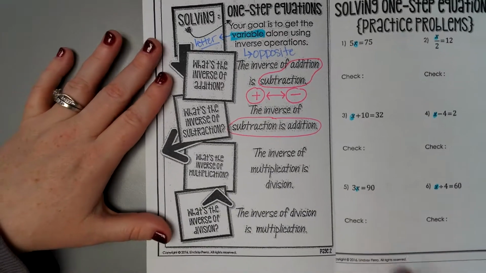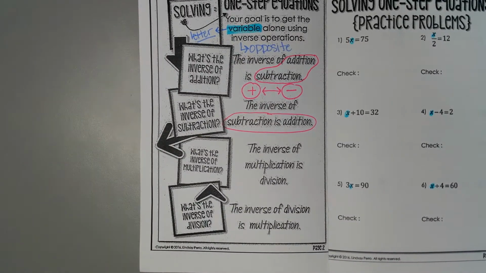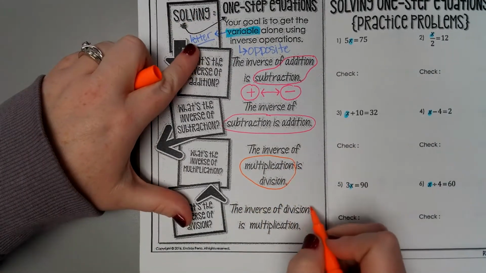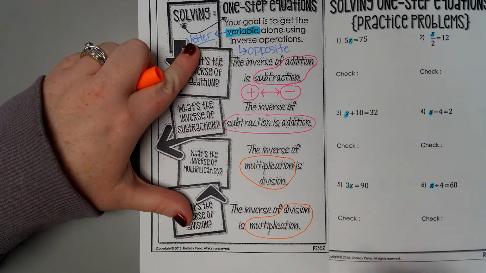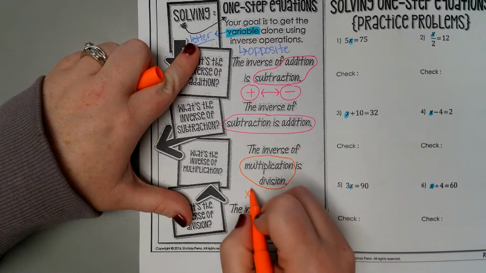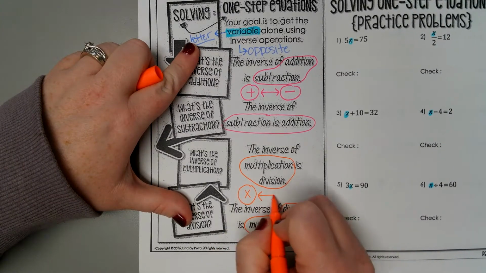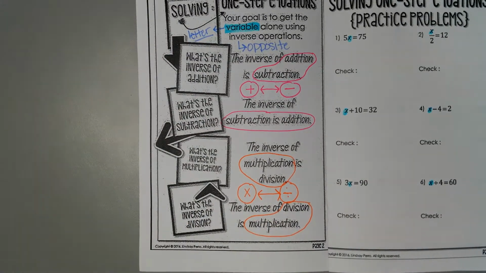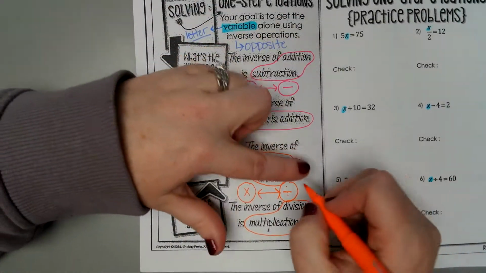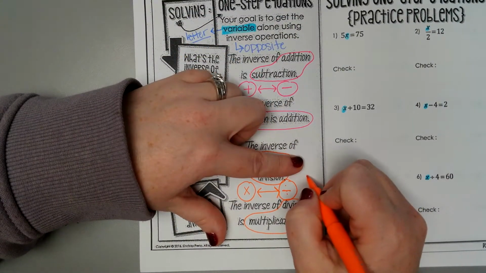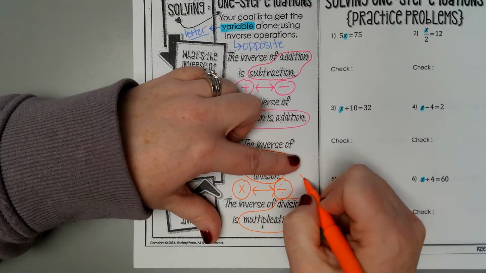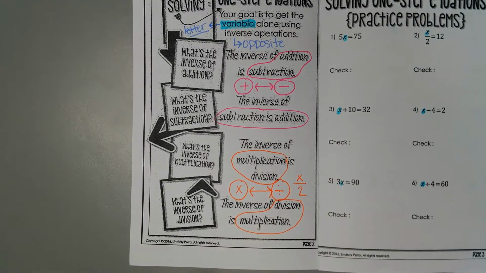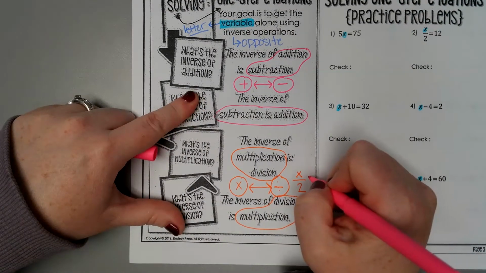The next two also go together. This one says the inverse of multiplication is division, and the inverse of division is multiplication. So anytime you have a problem that's multiplying, you're going to do the opposite and divide. Or if you have a dividing problem, you're going to do the opposite and multiply. Dividing, you won't always see the sign. You might see a fraction. So you might see, I'm just going to write number 2 down, x over 2. This line means to divide. That's your dividing line.